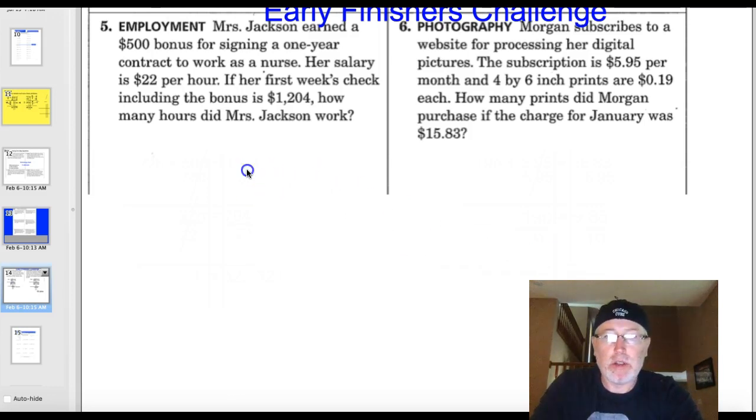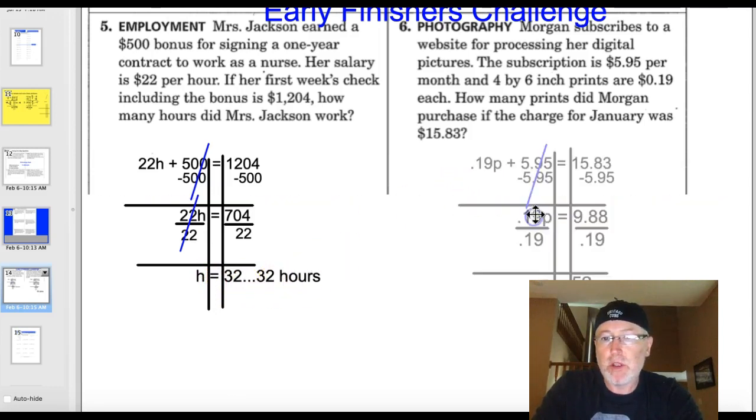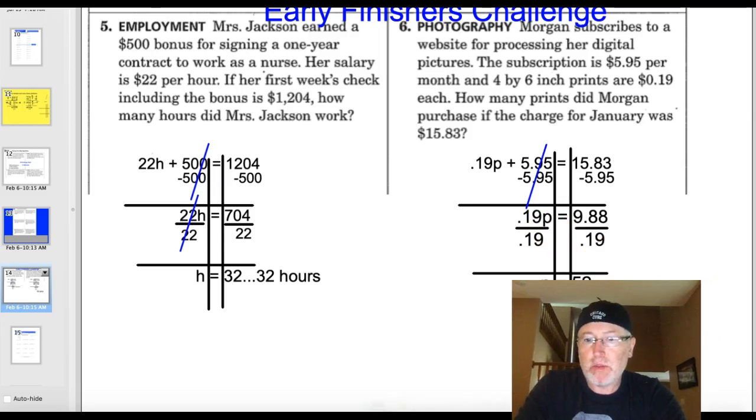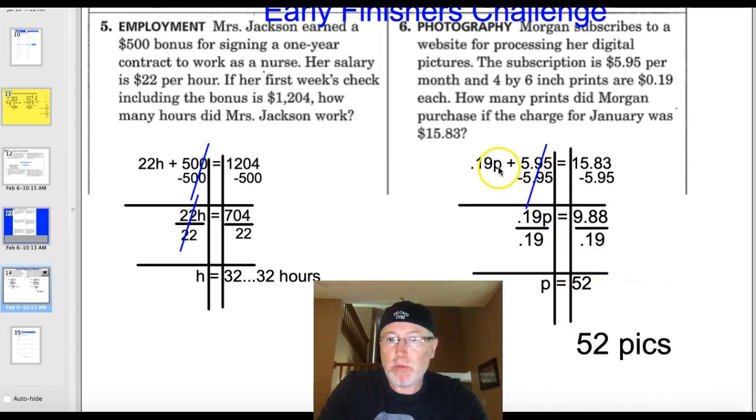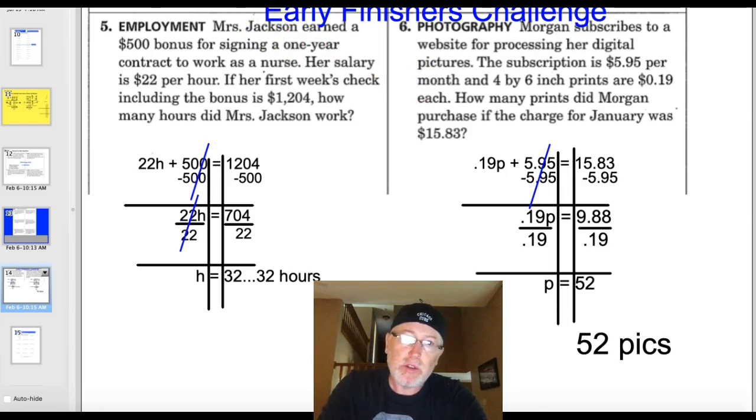Okay, here's my work. It's $22 per hour, plus 500 was 1204. We subtracted 500. Then you divide by 22. You get h equals 32, or 32 hours. This one here. It's 0.19p plus 5.95 is 1583. Subtract 5.95. Divide by 0.19. I forgot to cross that one off. Sorry about that. I'll do it quick. That's my expectation that you guys do it as well. And then p equals 52, or 52 pictures.